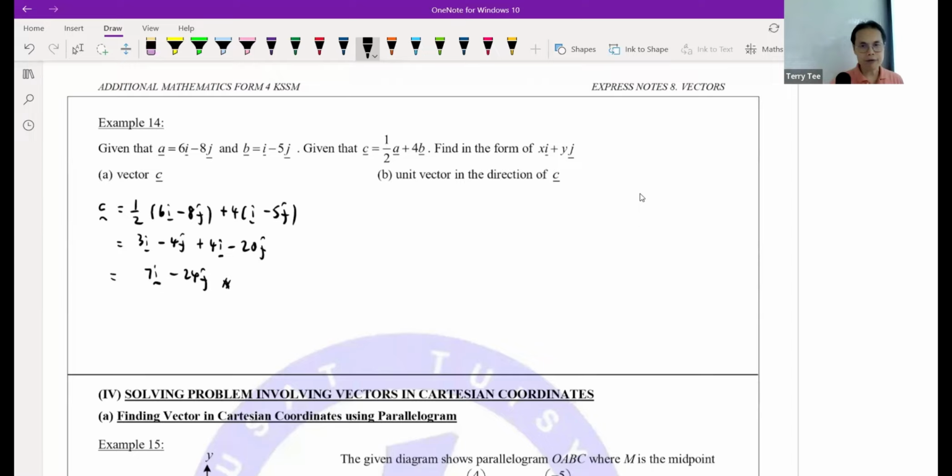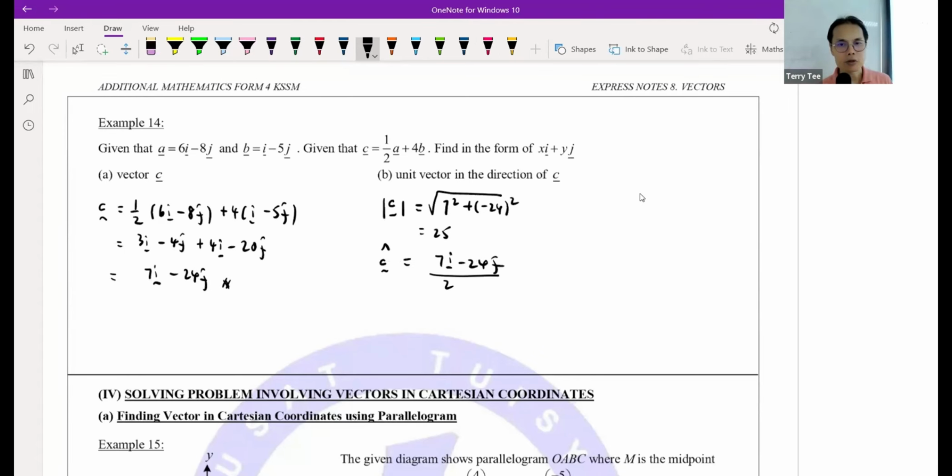Then to find the unit vector, like what we said earlier, you first have to find the magnitude. The square root of 7 squared plus 24 squared is 25. So your unit vector for C, we just put a cap here, take this vector and divide by its magnitude 25. Here I just split it into two: 7 over 25 I, 24 over 25 J.